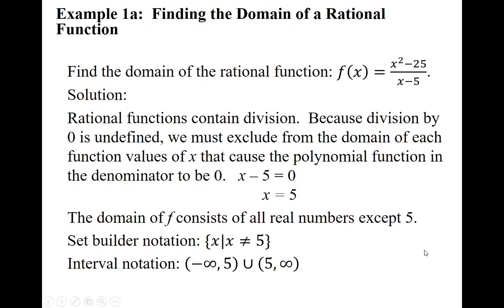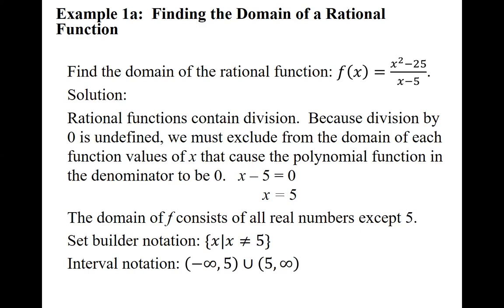So in this example, we're going to find the domain of the rational function f of x equals x squared minus 25 over x minus 5. So again, rational functions contain division. Division by zero is undefined. We have to exclude from the domain values of x that cause the function in the denominator to be zero. In this case, we can't let x minus 5 equal 0. What would cause that? Well, if x minus 5 equals 0, add 5 to both sides, x equals 5. The x value of 5 is what we cannot have.